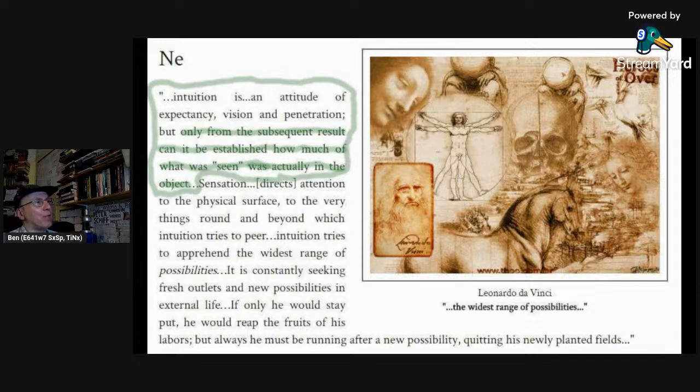And even from here with Jung, but only from subsequent result can it be established how much of what was seen was actually in the object. And I can give some examples where there is an empirical basis to NE. So all the extroverting functions are empirical, and it's useful to think of those functions as empirical.